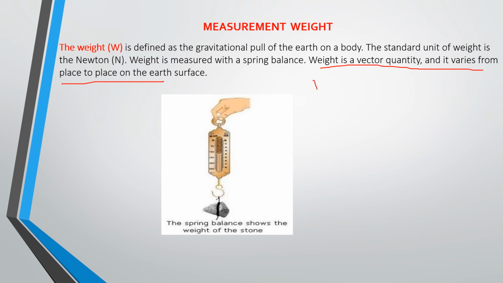Weight is given by mass times g. This is acceleration due to gravity, and this is mass. This is weight. So weight is a force. Weight has to do with force of gravity. So that is why weight varies from point to point, but mass remains constant.